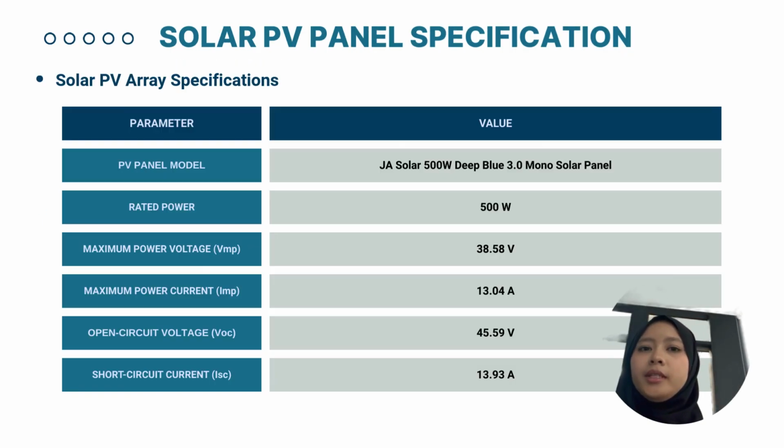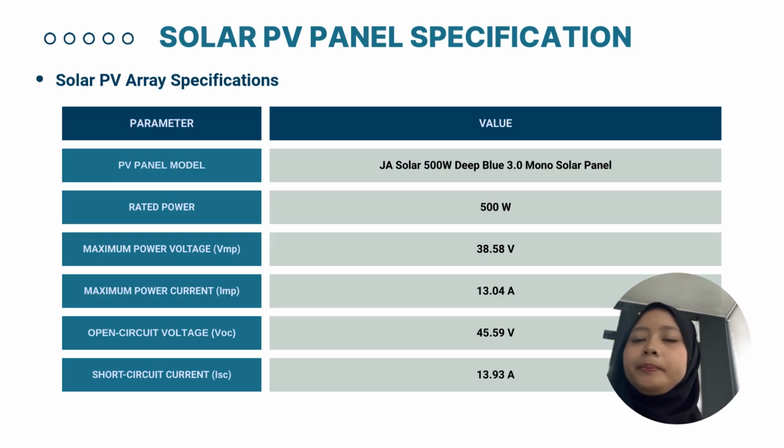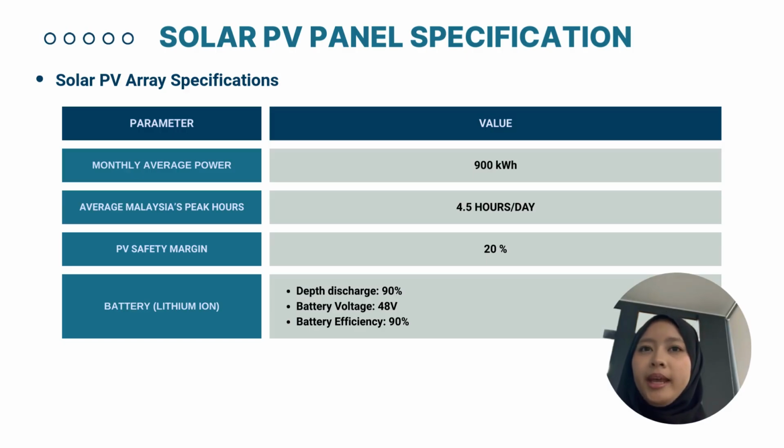Next, for the PV array specification, we choose a JA Solar model with a maximum rated power of 500 watts. The maximum power voltage for the solar panel is 38.58 volts, and the maximum power current is 13.04 amperes. Open circuit voltage is 45.59 volts, and the short circuit current is 13.93 amperes. We also assume that the monthly average power usage for the home is 900 kilowatt-hours, which divided by 30 days is 30 kilowatt-hours per day, and the average Malaysia peak sun hour is 4.5 hours per day based on data research, and the PV safety margin we put is 20%.